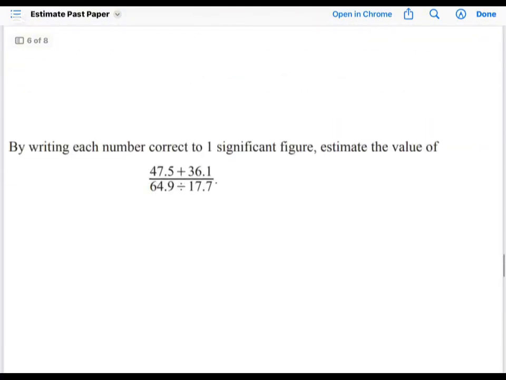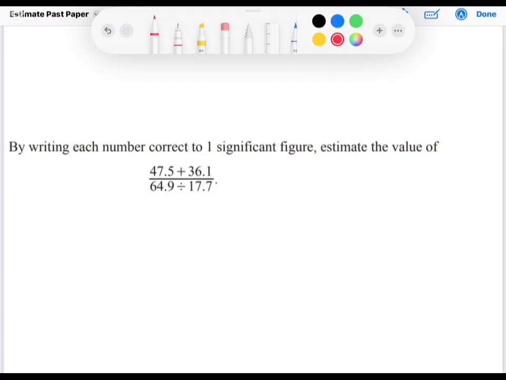Okay, one more question. By writing each number correct to one significant figure, estimate the value of this. Again, we need to make each number correct to one significant figure and estimate the value. So the first, we have 4 significant. After 4 I have 7, that is bigger than 5, so I will add 1. So this will become 50. Plus, after the first significant figure I have 6, that is also bigger than 5, so we will add 1, so this will become 40.